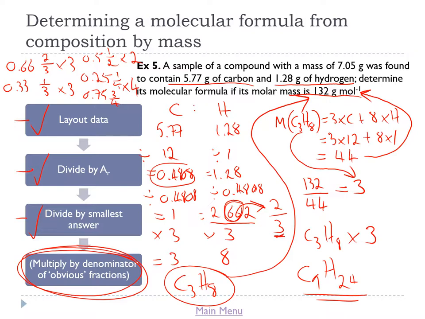So just a reminder of that key step about spotting those obvious fractions. Look for 0.5, 0.25, 0.75, 0.66, 0.33, anything close to those kind of numbers, and you're going to need to multiply through by those obvious fractions.